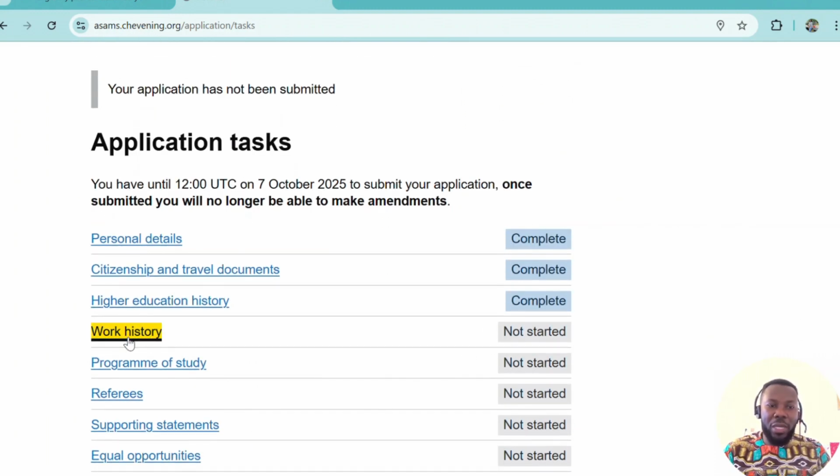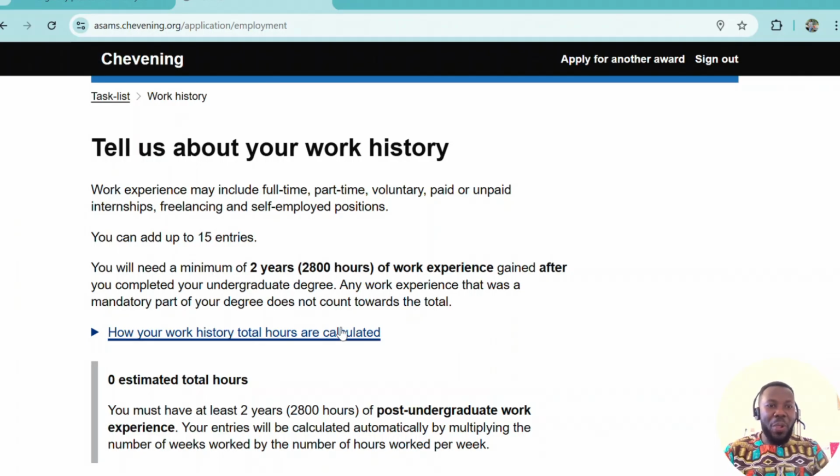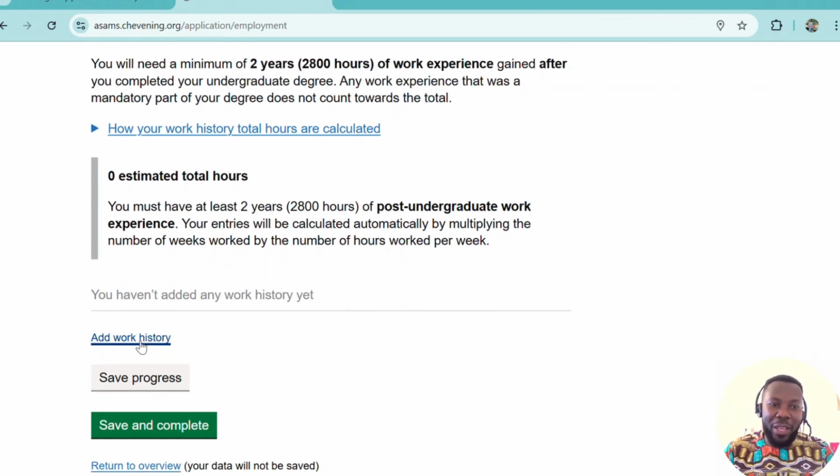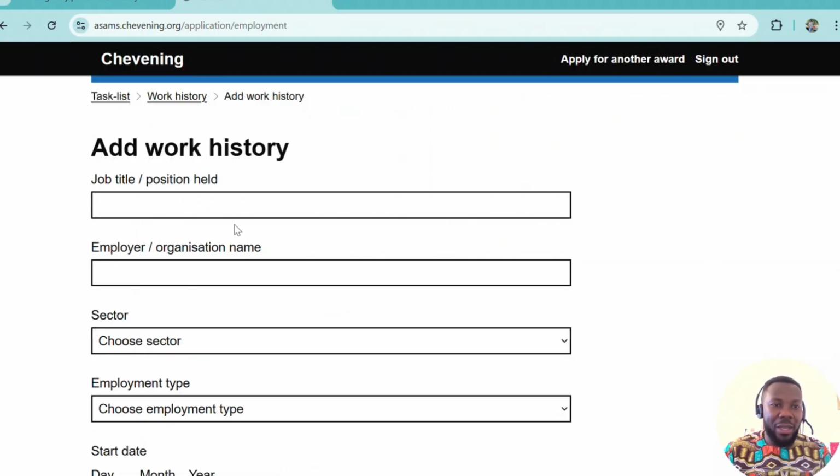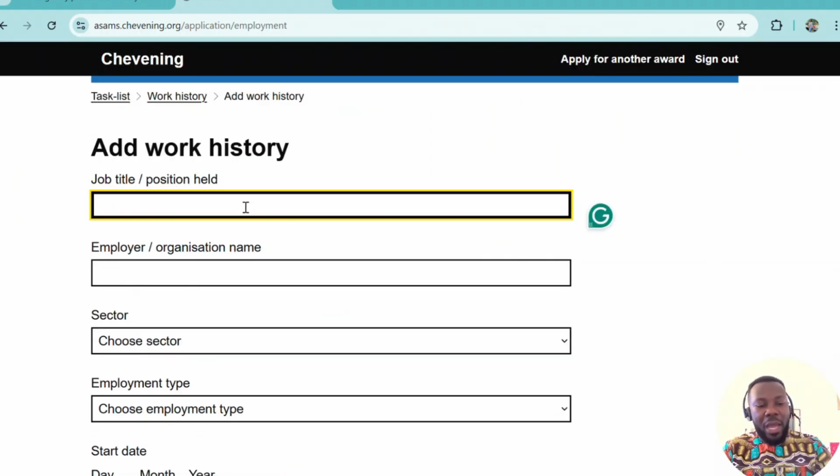Now let's go to work history. Tell us about your work history. Okay, and here again, you must have about this number of hours of postgraduate work experience. Postgraduate, so internships and volunteering during school, they don't count. And so we go here, and job title held: administrative assistant.